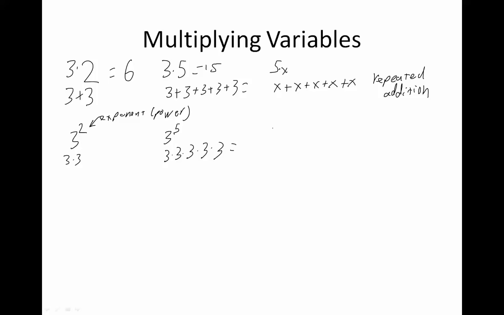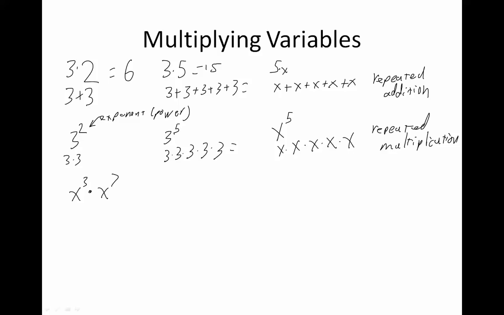So again, when we have x to the 5th, what that's really saying is x times x times x times x times x. I don't know what x is, but I know that I'm going to multiply it by itself 5 times. It is repeated multiplication. Now, that's going to help us when we need to multiply variables together. So think about that logic, that x to the 5th is really x times x times x times x times x. So how would we go about doing x to the 3rd times x to the 7th?